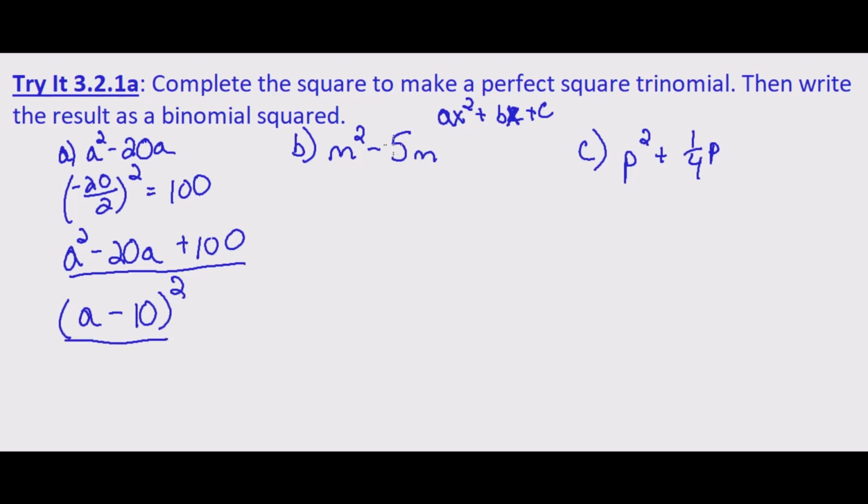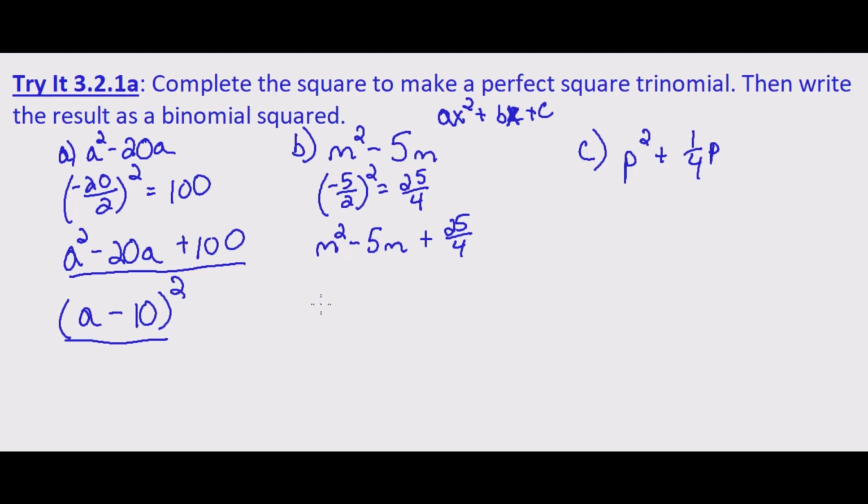Same thing with part B. Our b is negative 5, so we have negative 5 divided by 2 squared. That equals 25. I said 25, I wrote 24. 25 fourths. So written as a perfect square trinomial, that would be m squared minus 5m plus 25 fourths.